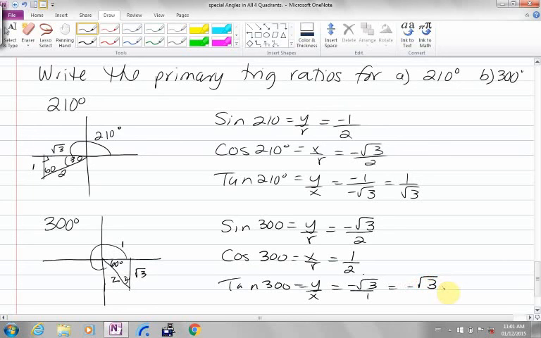How many people are able to get both of those? Okay, questions? Are we getting it? Starting to make sense? Do you see how important the diagrams are? If you don't get the diagrams, you're going to be pretty stuck.